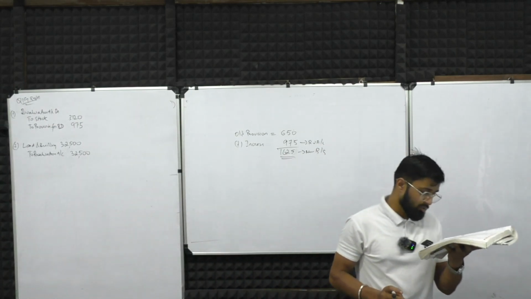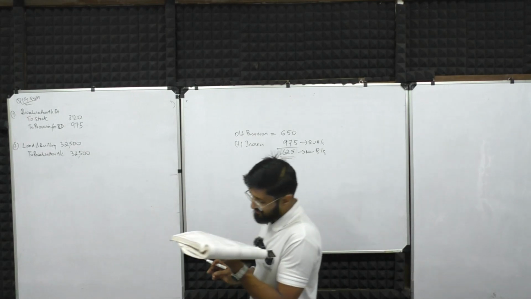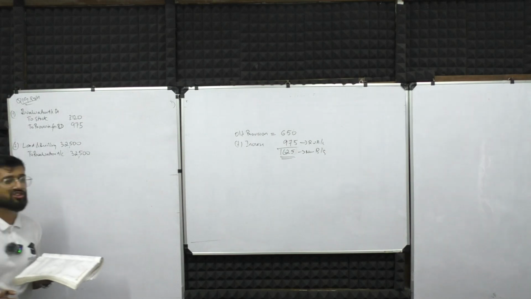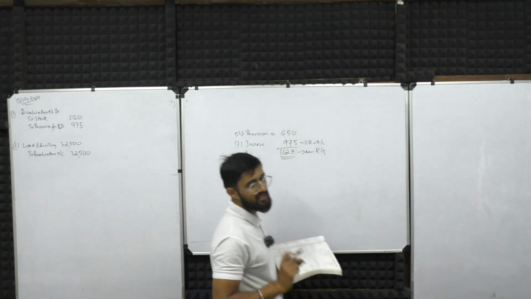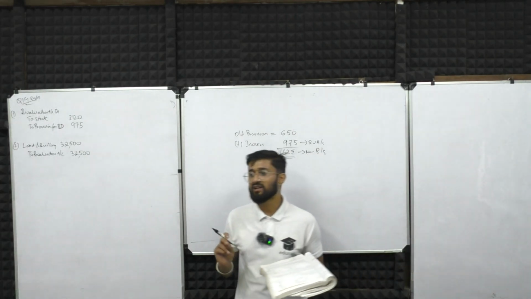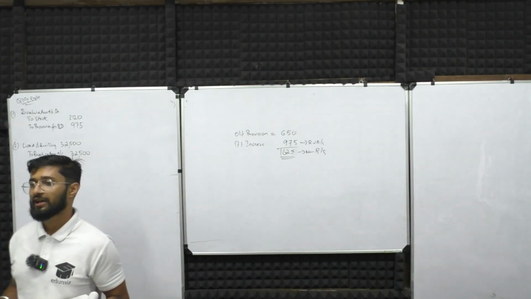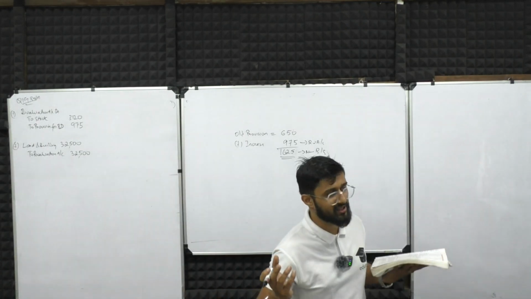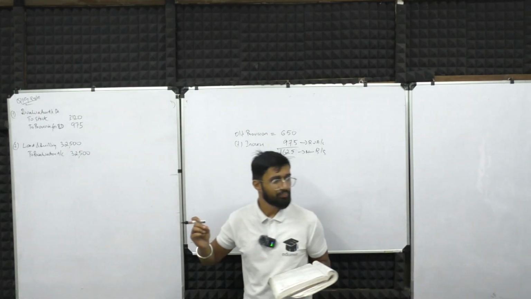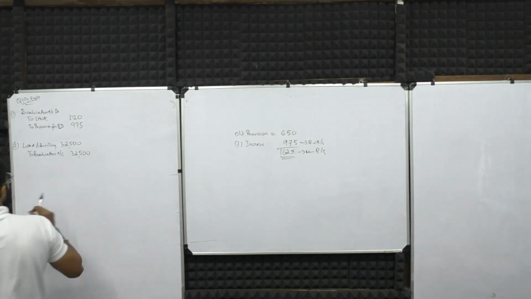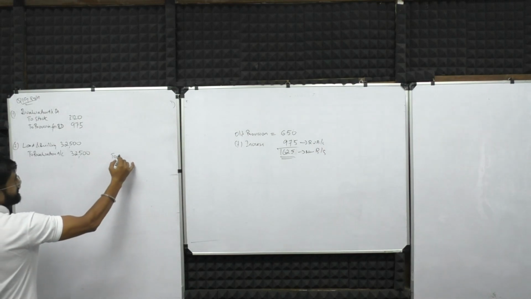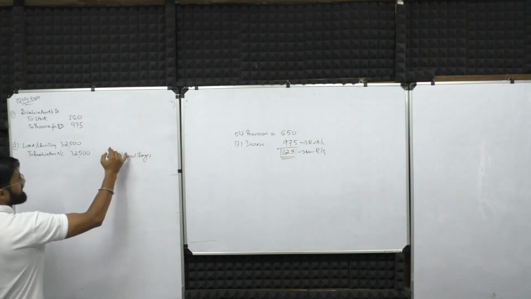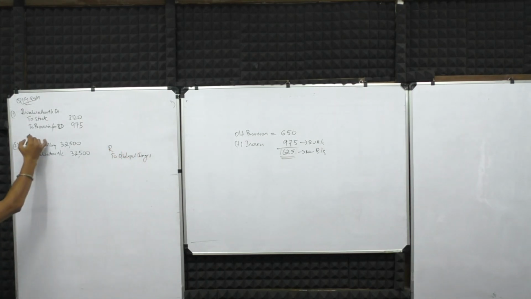Next, that a provision of 5005 be made in respect of outstanding legal charges. It is a new liability for outstanding legal charges. Legal charges are a liability. What will be the entry? Credit outstanding legal charges, debit the revaluation account.